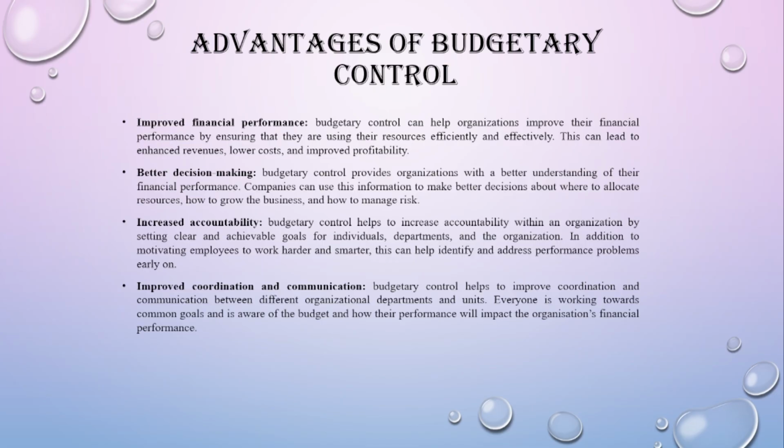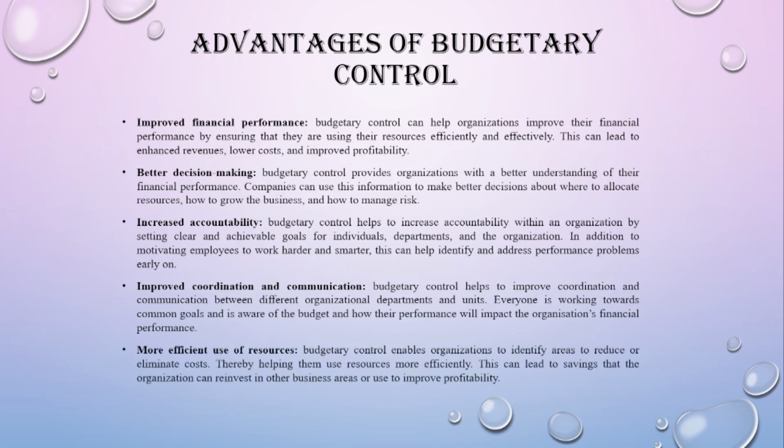Another type of advantage is called improved coordination and communication. Budgetary control helps to improve coordination and communication between different organizational departments and units. Everyone is working towards common goals and is aware of the budget and how their performance will impact the organization's financial performance.